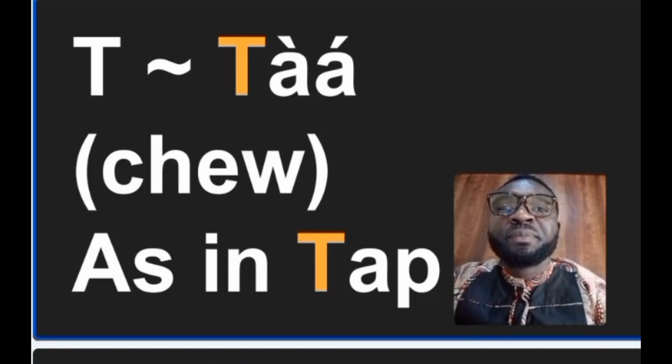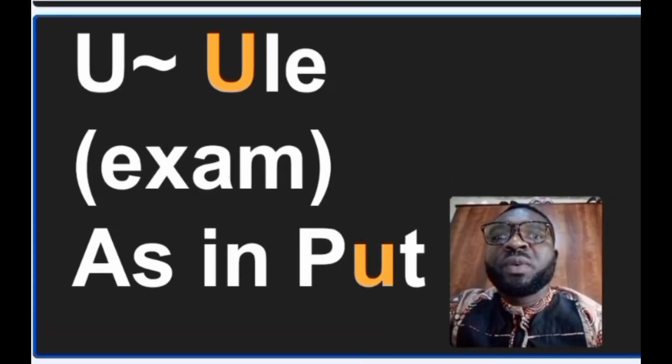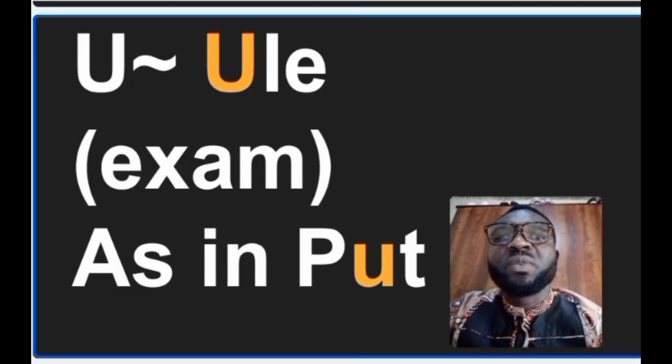Okay, we look at the next letter, which is the t sound. We have an Igbo word from the t sound as in ta. Ta means chew. You can tell someone on a tandy, that means the goat or any other animal is chewing food. And we have an English word that gives us the sound, as in tap. Okay, we pick up the next letter, which is the u sound, and it gives us a word like ule, and ule means exam. We have that sound in the English word put.